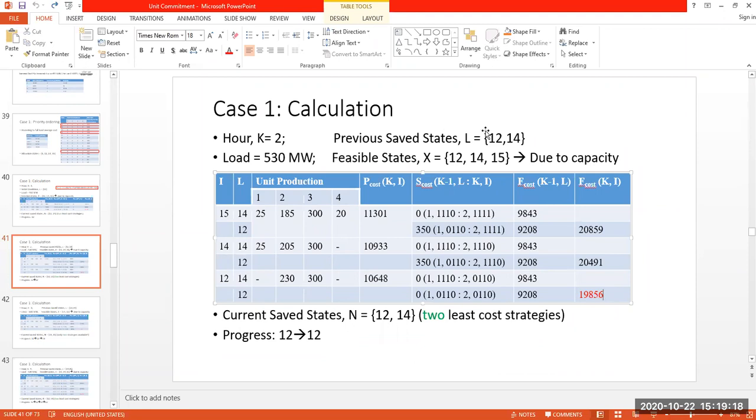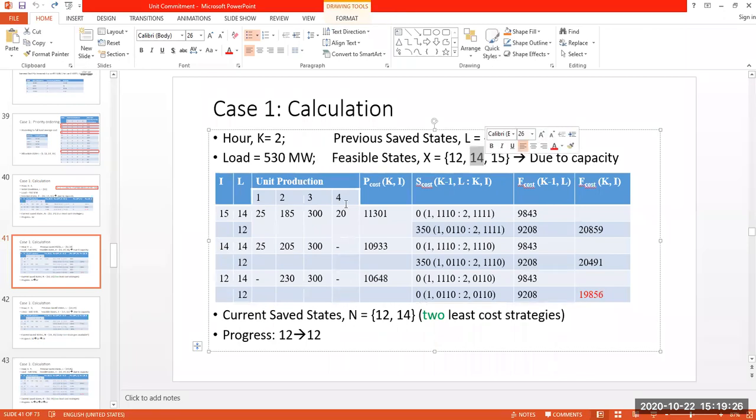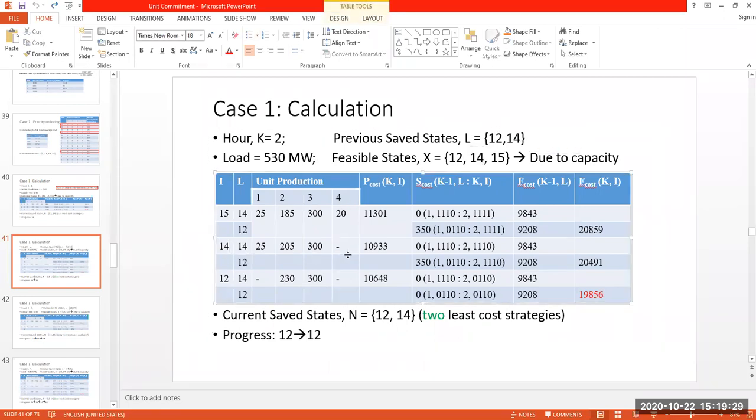So I have two previously saved states, 12 and 14. Now the I value is this second feasible state, which is 14. So now you can cross check these things. I'm not going to go through all these calculations. I have just given you the basics of how you are going to fill this up, how you are going to calculate this, and I have only chosen the minimum one. Actually, you can also fill this up, this plus this plus this, write it down, compare among these two, and keep the minimum.